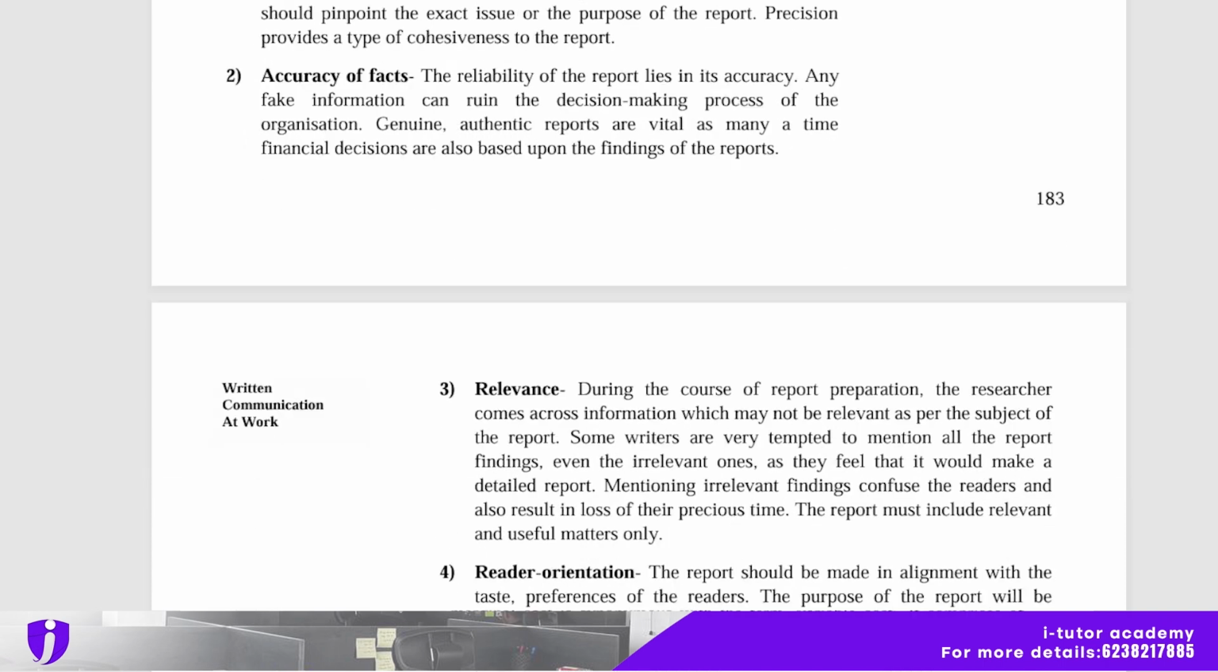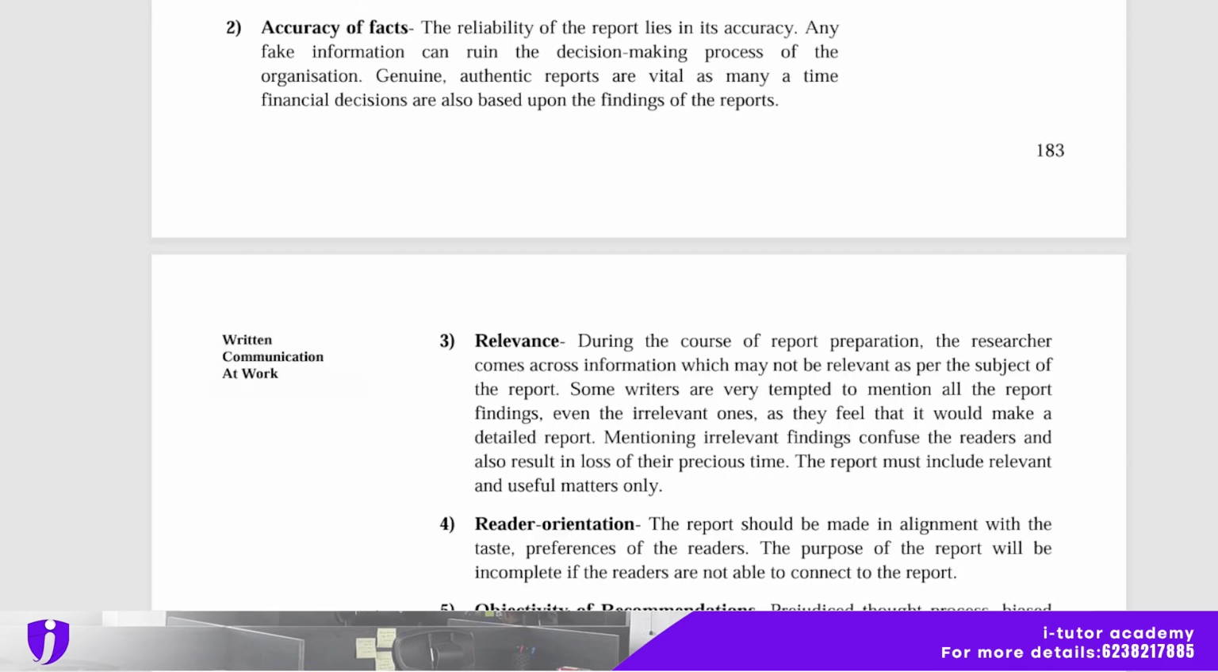And accuracy of fact. The reliability of the report lies in its accuracy, and any fake information can ruin the decision making process of the organization. Genuine, authentic reports are vital, as many a time financial decisions are also based upon the findings of the reports.